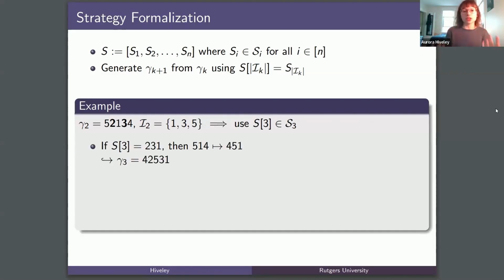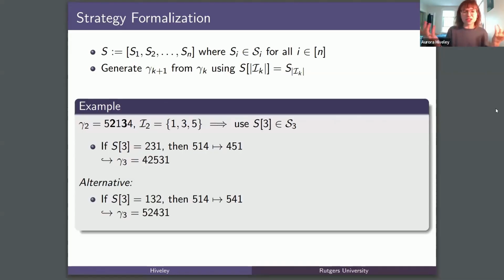One possibility is that S3 is the permutation 2, 3, 1. In that case, your sub-permutation of your incorrect indices, which is 5, 1, 4 in this case, turns into 5, 4, 1 for your gamma k plus 1. And in that case, gamma 3 is going to be 4, 2, 5, 3, 1. But I could have something else, right?